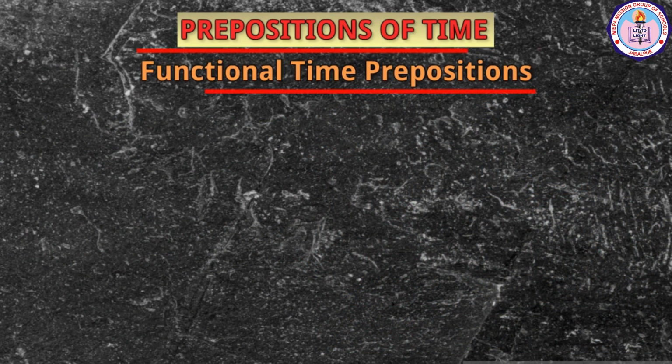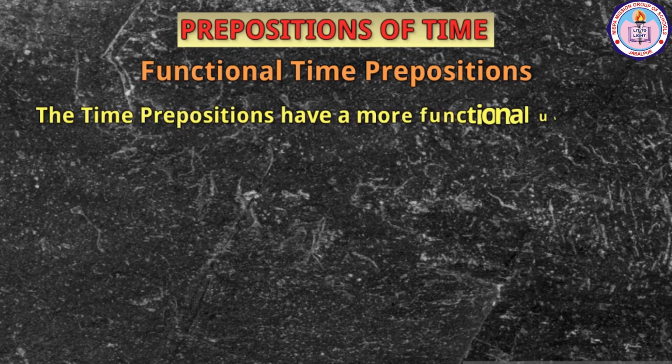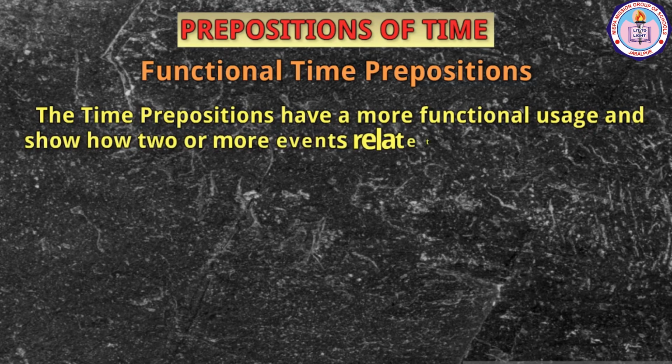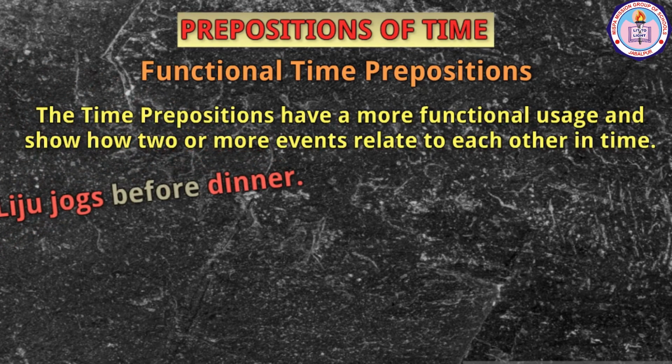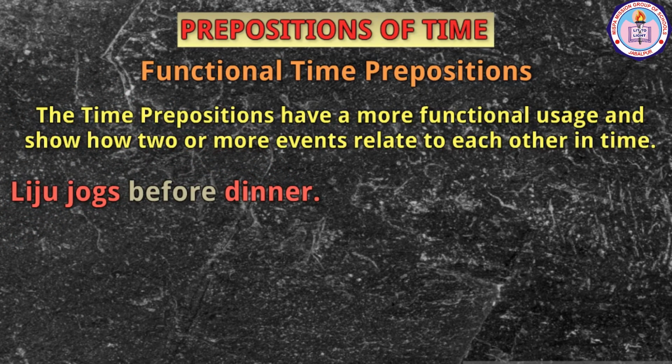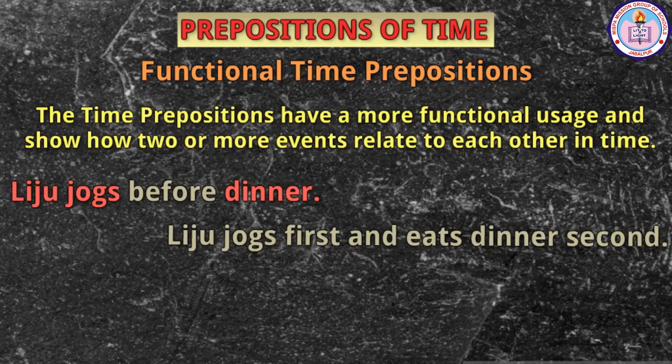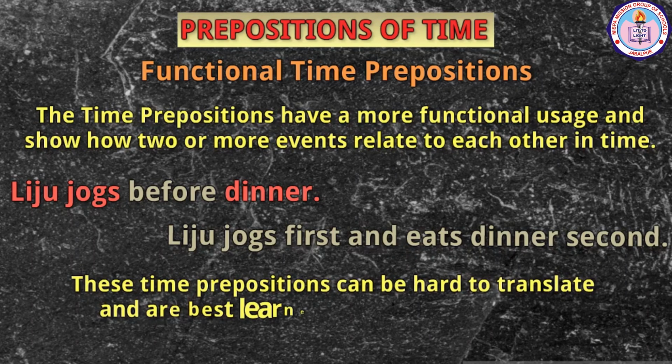Functional time prepositions. The time prepositions have a more functional usage and show how two or more events relate to each other in time. For example, Liju jogs before dinner means Liju jogs first and eats dinner second. These time prepositions can be hard to translate and are best learned through conversation.